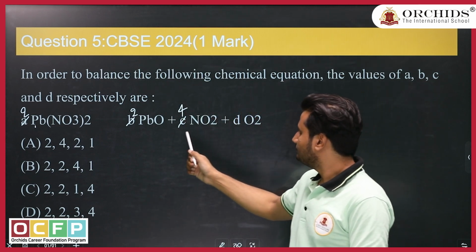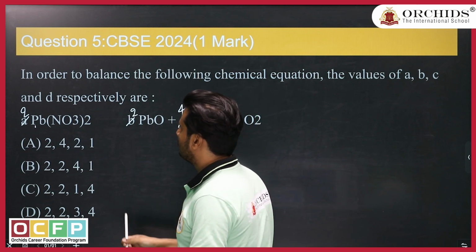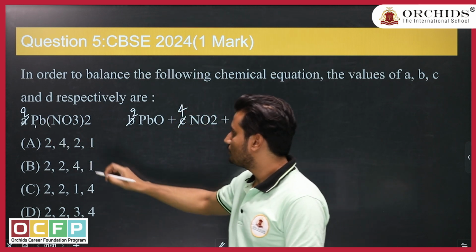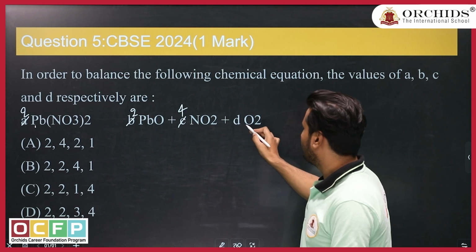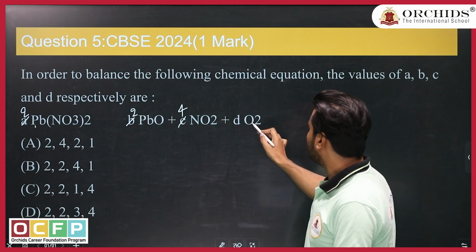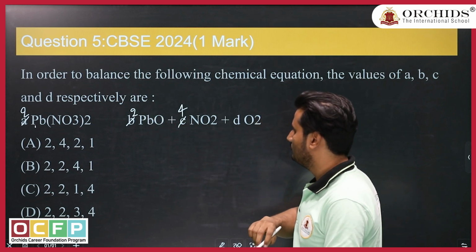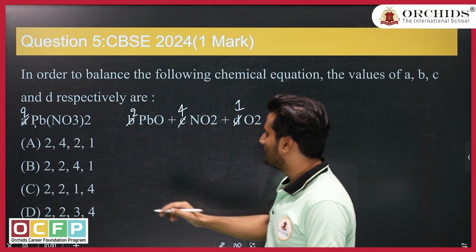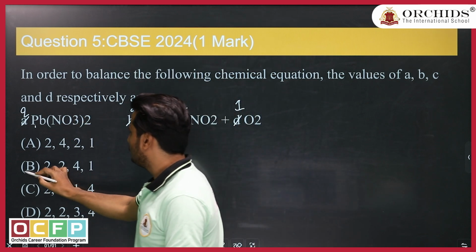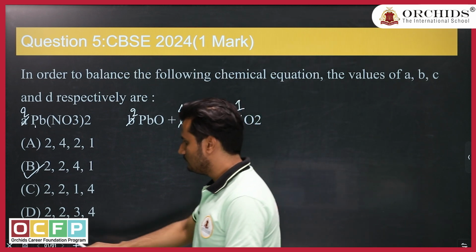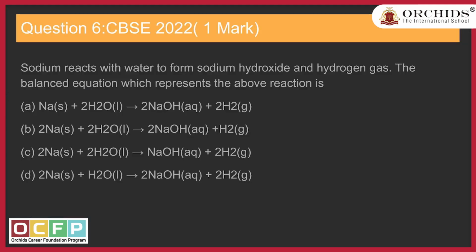Now we will count the number of oxygen atoms. So 3 2s are 6, 6 2s are 12. So 12 atoms of oxygen over here, and here we have 2, 4 2s are 8, 8 plus 2 is 10, plus 2 is 12. So what is the value of D over here? 1. So which option is correct? 2, 2, 4, 1. Alright, let's move on to our next question, question number 6, that was asked in 2022.